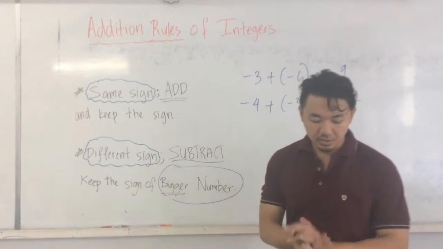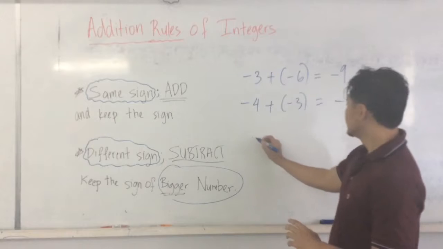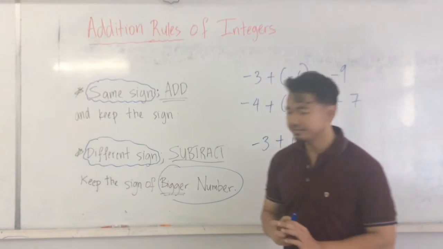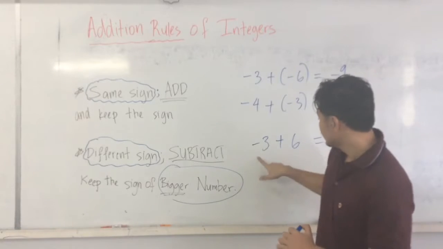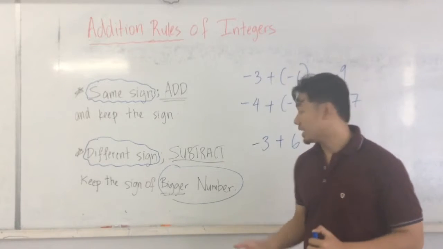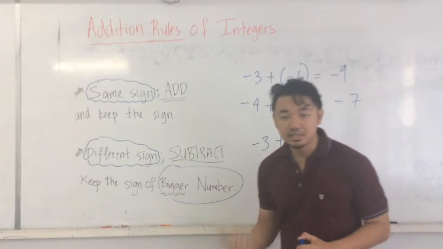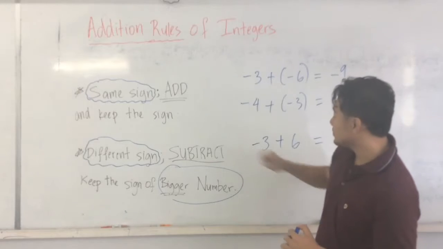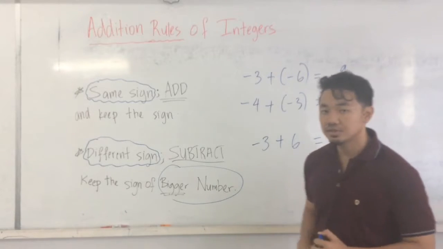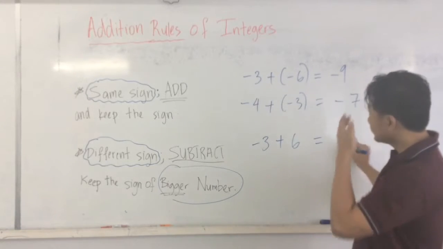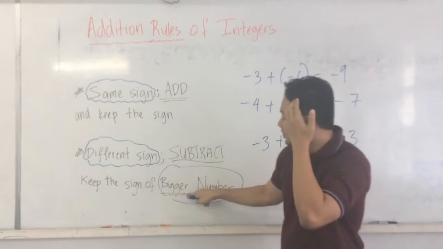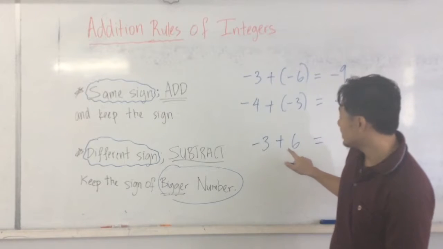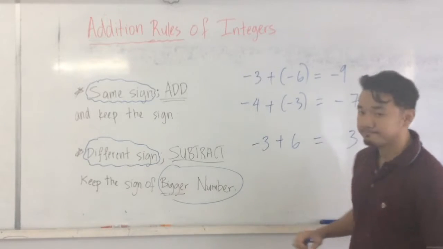Okay? So how about negative 3 plus 6? Again, you have to check: is it the same sign or different signs? Obviously, it's different signs, negative and positive. So if you have different signs, you subtract them. 6 minus 3 is 3. And then keep the sign of the bigger number. 6 is bigger than 3, and the sign of the number 6 is positive, so it's positive 3.